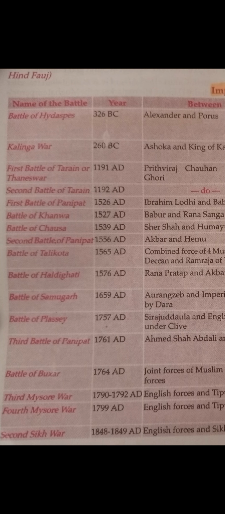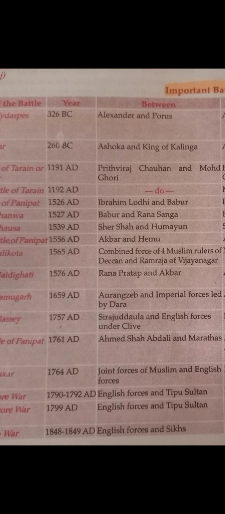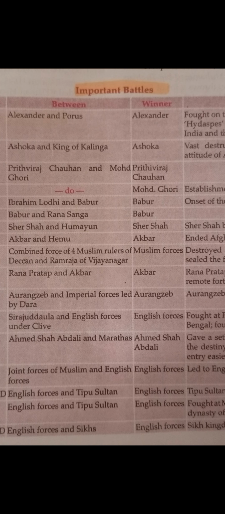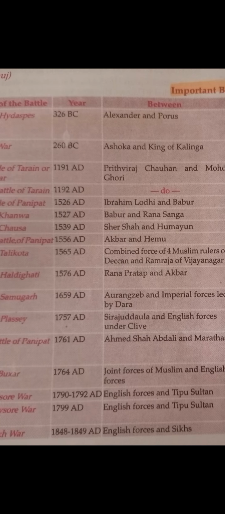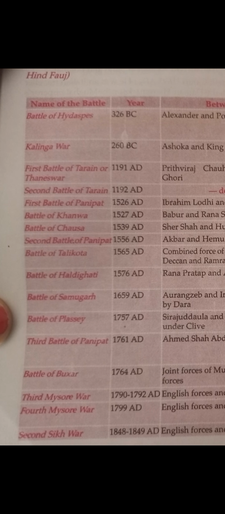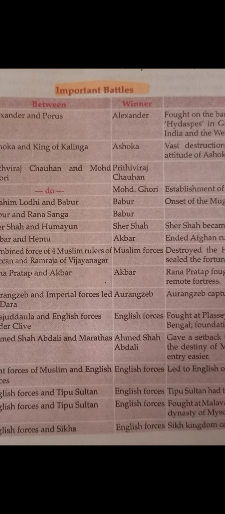The Kalinga War happened in 260 BC in Odisha between Ashoka and the King of Kalinga, where the daughter of the king was actually later on married to Ashoka. But here, in 260 BC, Ashoka was the winner.